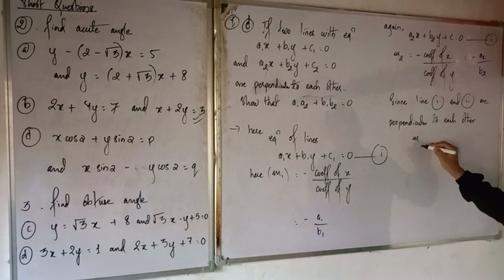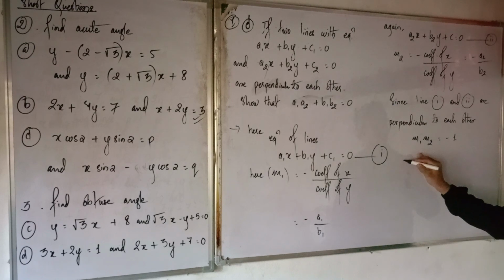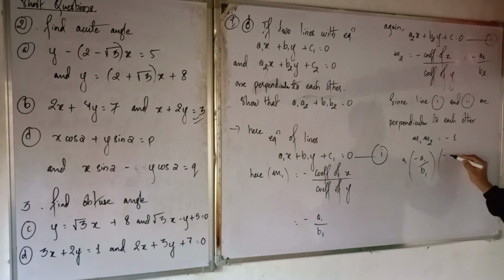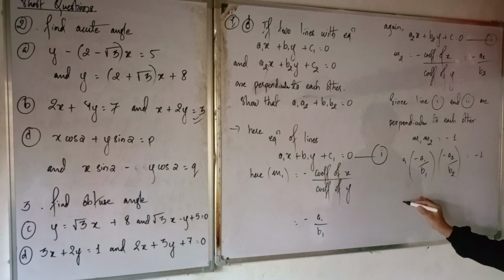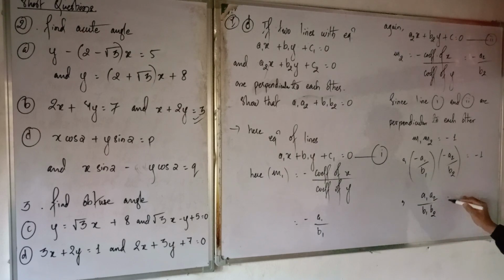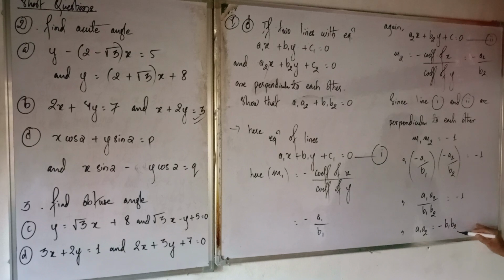In the perpendicular case, the product of the slopes of both lines will be equal to -1. For m1 we have minus a1 by b1, and m2 is minus a2 by b2. Minus times minus gives plus, so a1 a2 divided by b1 b2 equals -1. Simplifying further, a1 a2 is equal to minus b1 b2.